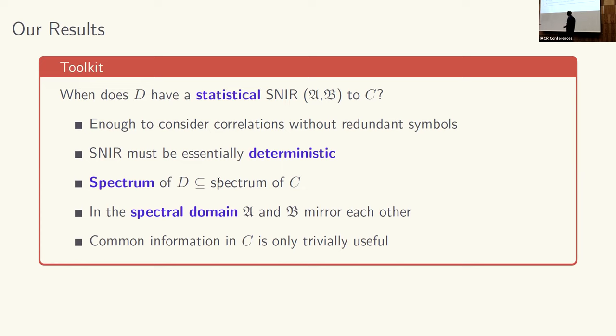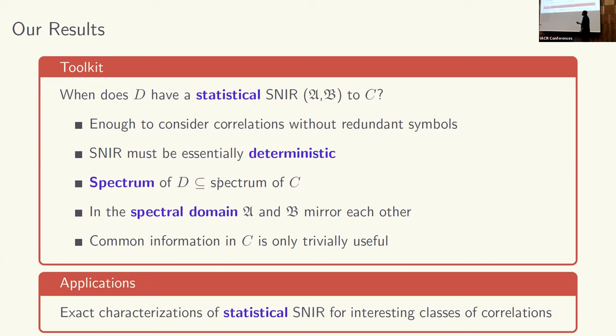Finally, common information that is present in the source correlation does not really help in SNIR. Common information is something that Alice and Bob can agree on with probability one by looking at just the correlation. And as intuition suggests, you can't get any security from this kind of information that is present at both places. So as an application of our toolkit, we get exact characterization for the statistical SNIR for interesting classes of correlations.